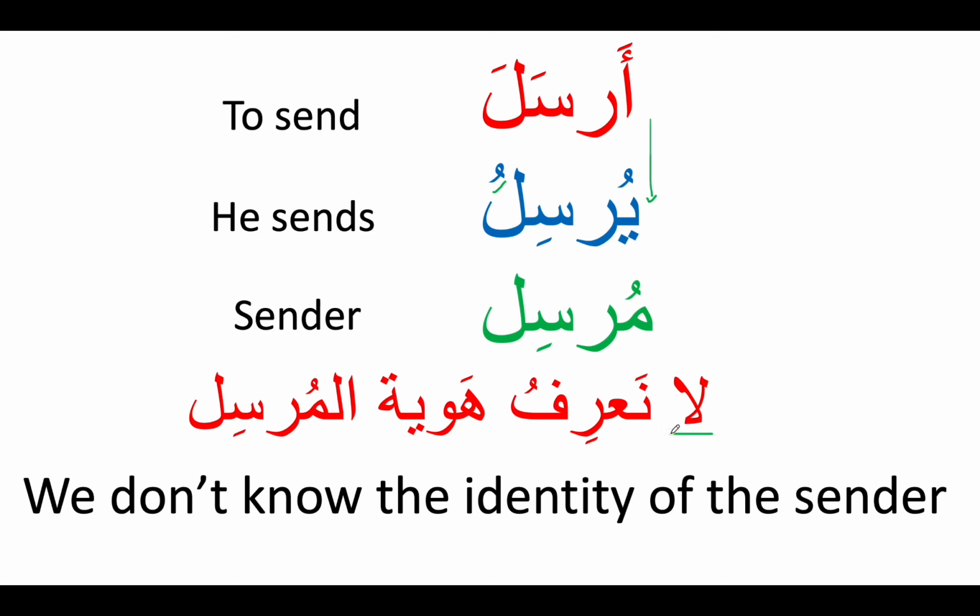So لا is to negate the verbs in the present. عرف يعرف is to know. هوية is identity. المرسل is the sender. By the way, this is in the إضافة construction. So we have two nouns. The identity of the sender. Only the final noun in the إضافة construction takes the definite article, the el. So that's why it's not الهوية المرسل, just هوية المرسل.